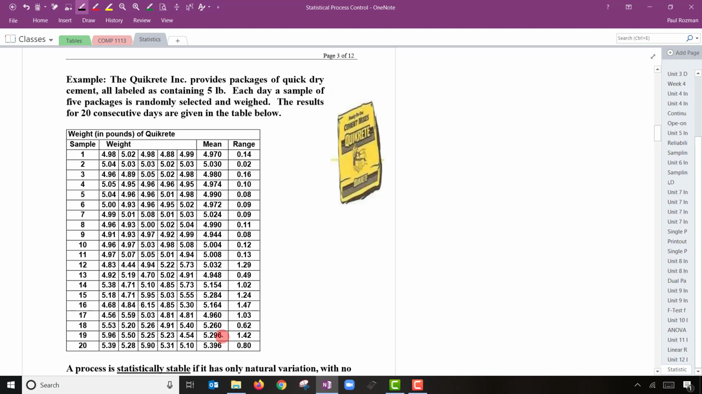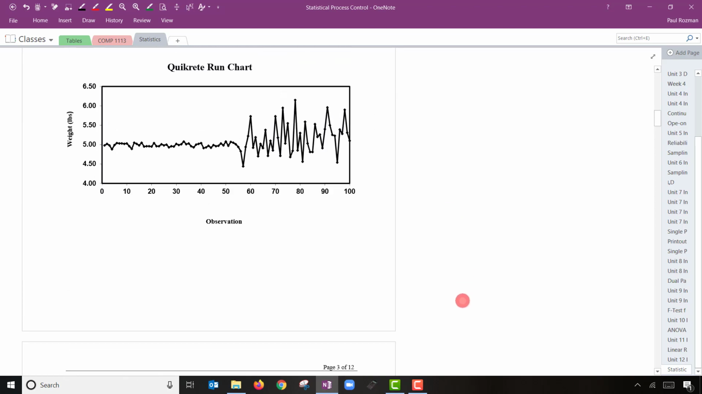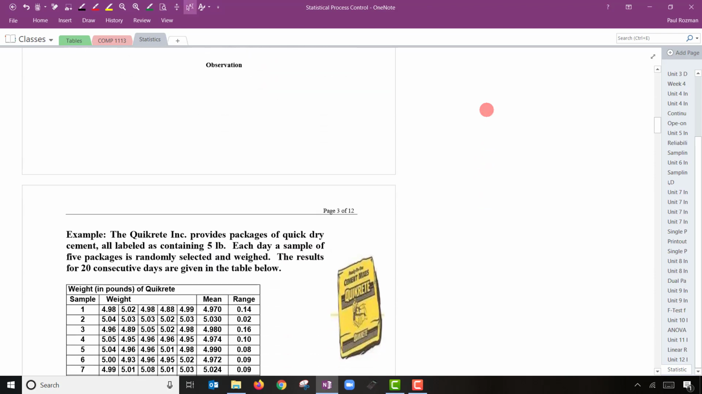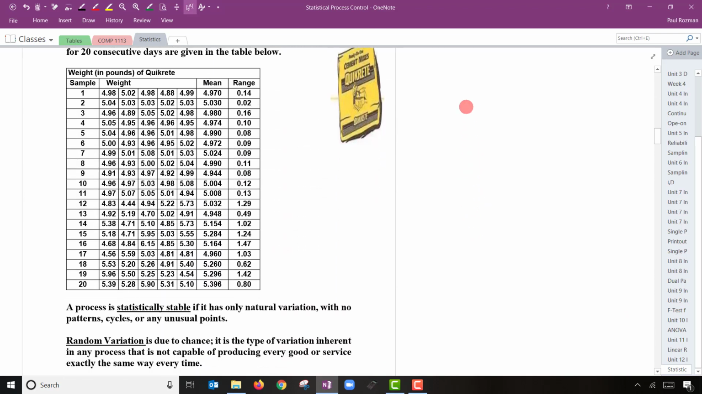But if we had plotted the raw values here, which we did above, we might detect that problem sooner, rather than waiting. If we were just looking at the means, we might not notice that there was a problem until here. But if we're looking at the actual values, we might detect it sooner. So sometimes when you pool your data together, you might miss something.